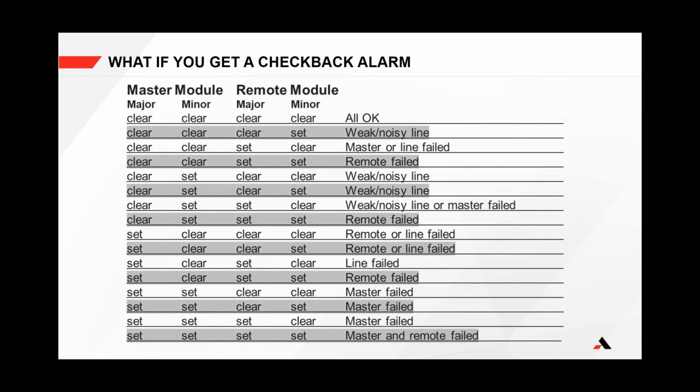set. For example, if both the master and remote have a checkback major alarm, then that would indicate the line has failed. If the master has a checkback major alarm and the remote had both a checkback major and minor alarm, that would indicate that the remote has failed. If the master and remote both have checkback minor alarms, that would indicate a weak or noisy line, as only low power tests have failed, not the high power.